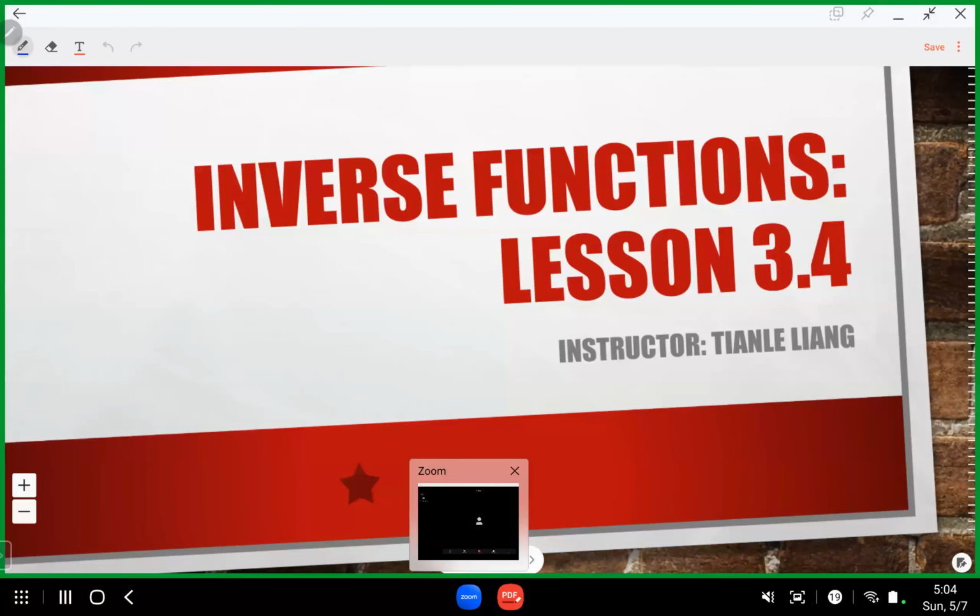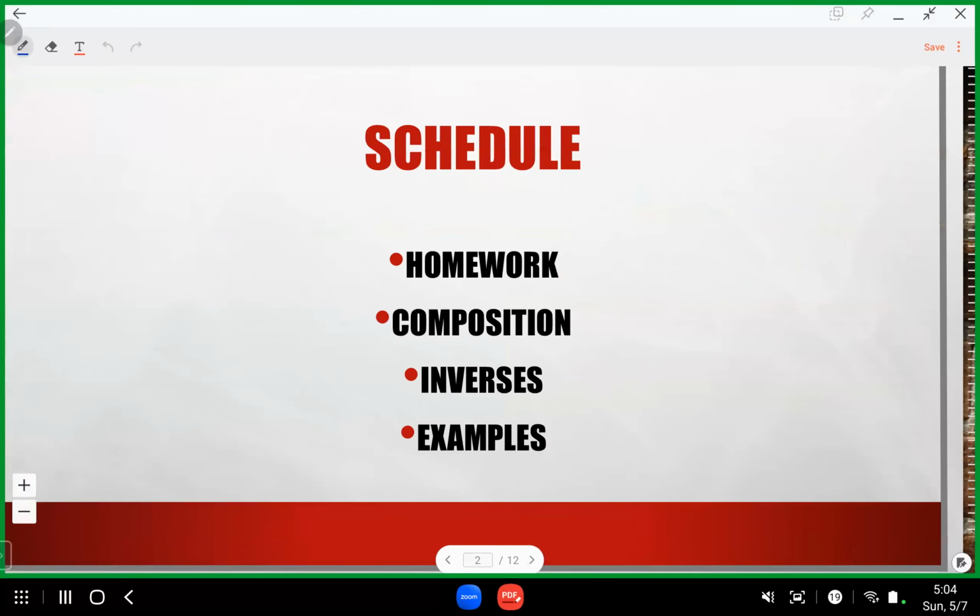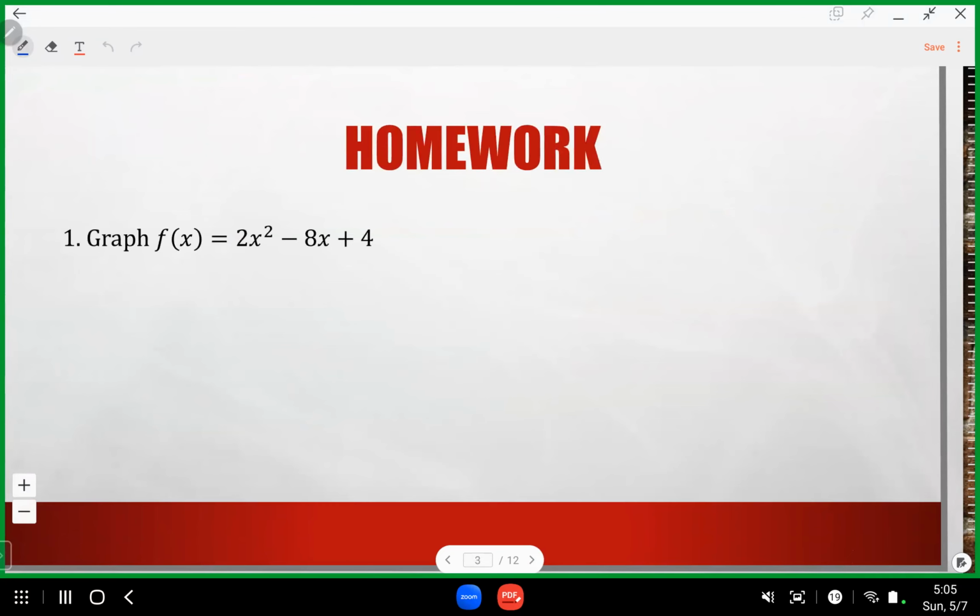So today is the fourth lesson of functions, and we'll go over homework and then composition of functions and inverses. So let's start with the homework, which is graph 2x squared minus 8x plus 4. So everybody just graph this if you haven't, and I'll give you a few moments to do that, and then we'll go over this.